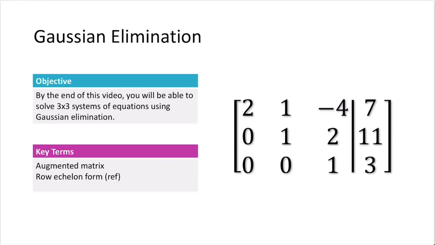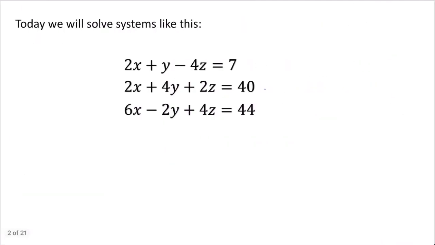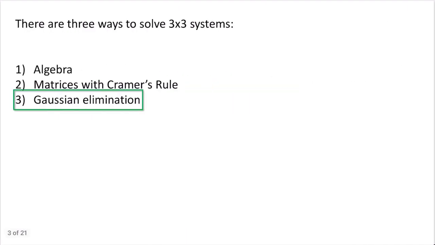So in this video, we're going to talk about how to solve 3x3 systems of linear equations using Gaussian elimination. So today we're going to continue learning how to solve systems that look like this. Remember, we've talked about how to solve these 3x3 systems algebraically and using matrices with Cramer's rule. In this video, we're going to learn a third method called Gaussian elimination.